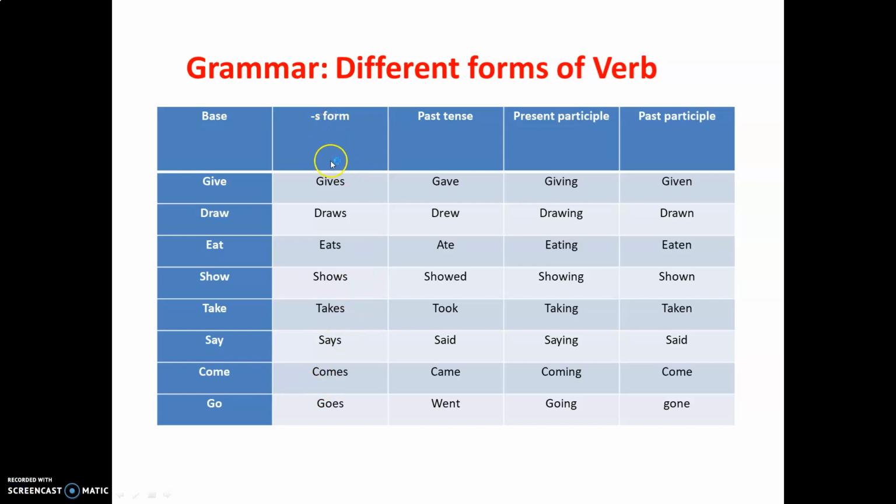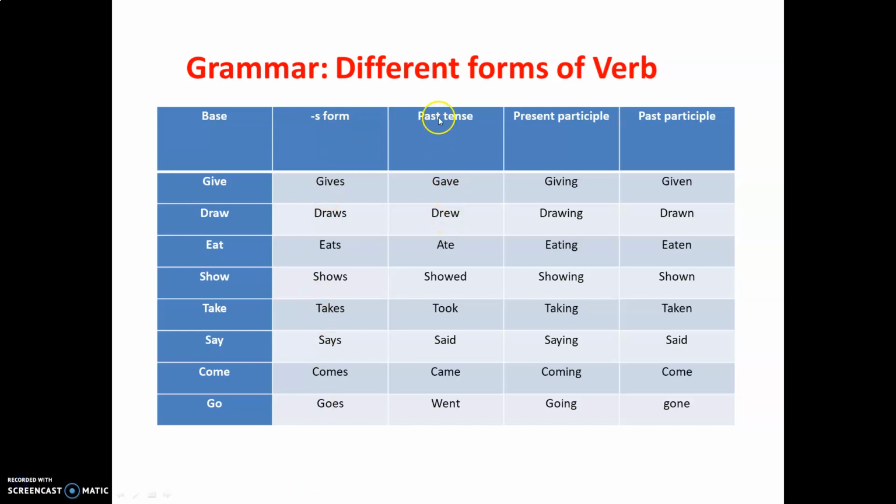The second column, as I have said, is used only in simple present tense and in the third person singular. Third person singular is he, or she, or it. I have given you the example. He draws a picture, or she draws a picture, or it draws. So this is used only in the simple present tense, third person singular, S form.